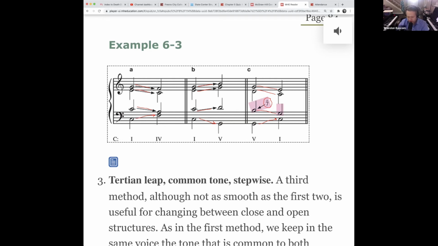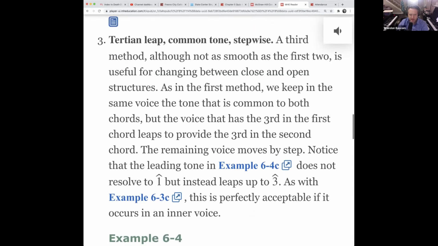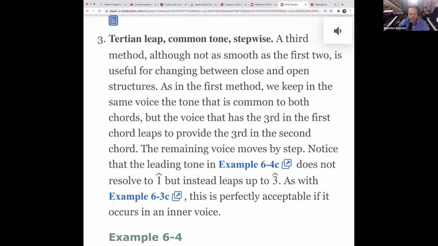Okay, that takes us to technique number 3, which is tertian leap, common tone, stepwise. Everybody say it together. Tertian leap, common tone, stepwise. You were all moving your mouth underneath those masks, weren't you? Tertian leap, common tone, stepwise.